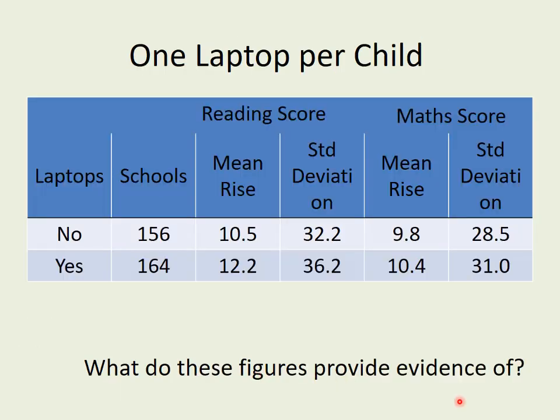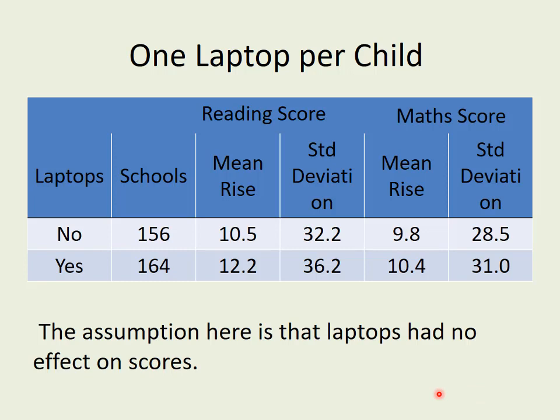Now moving on to the last example, the one laptop per child, and doing a similar calculation. What do these figures provide evidence of? Well, here the assumption is different. The assumption here is that laptops have no effect on scores, because the two questions I initially asked you, in the other cases, it was the one about effect. It was the one about effect.